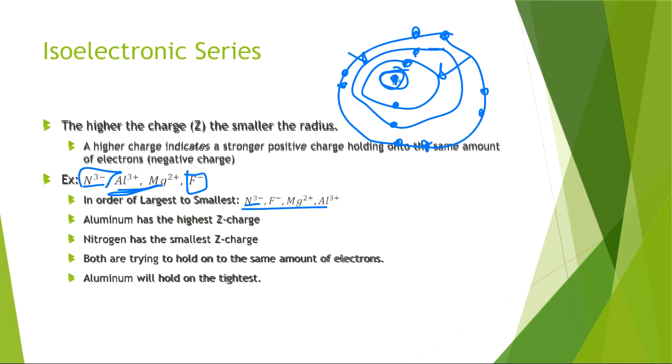So nitrogen doesn't hold on that well. Fluorine holds on better, but not as well as your magnesium, and then your aluminum holds on even more. So your aluminum, of course, has 13 protons in it. So you can see that although they all have 10 electrons, they're all isoelectronic. Aluminum, since it has the biggest positive charge, will hold on the tightest, basically.